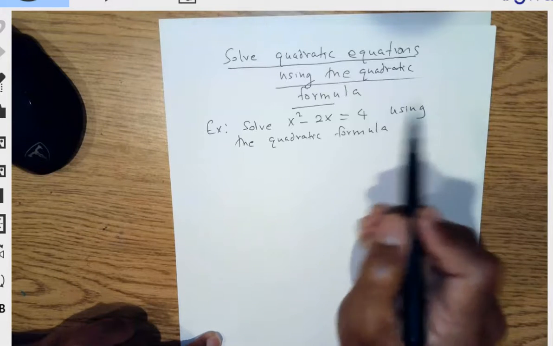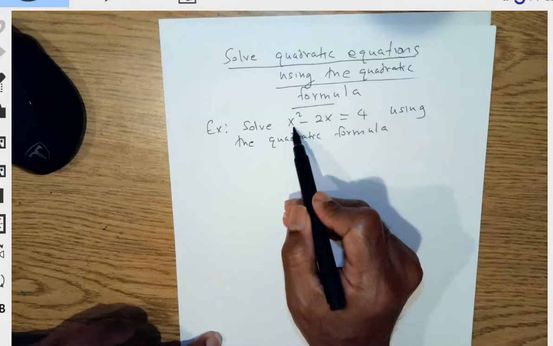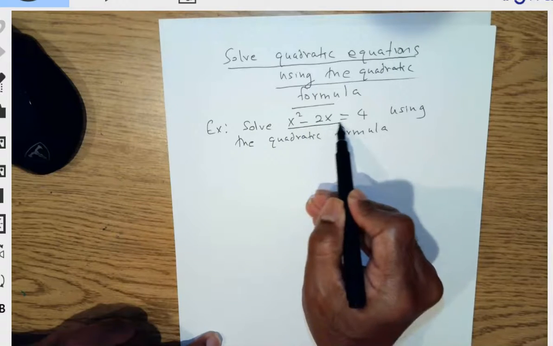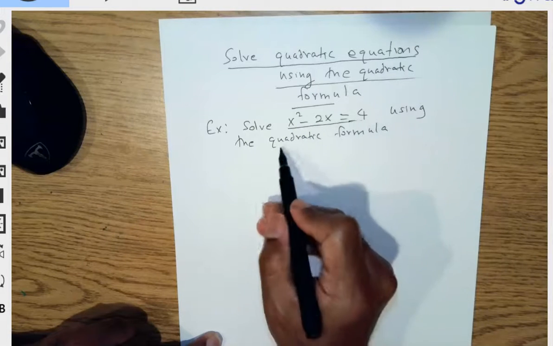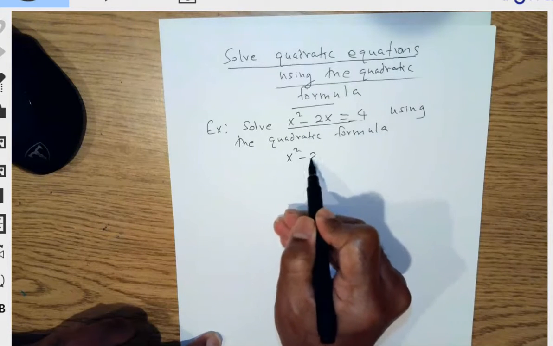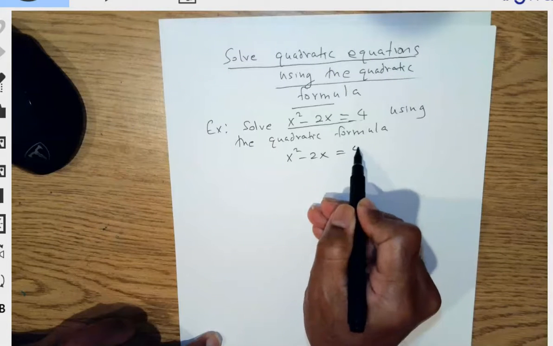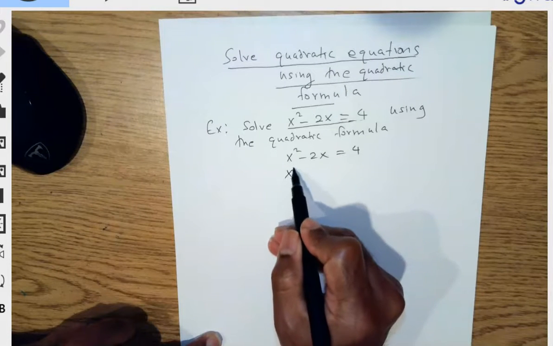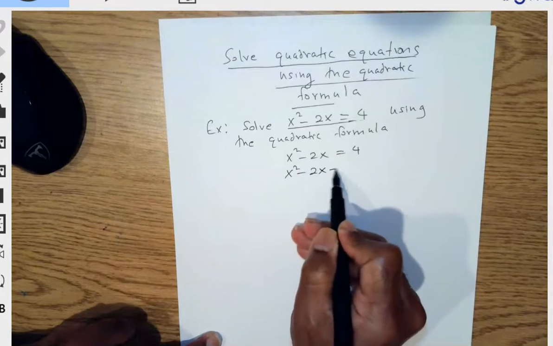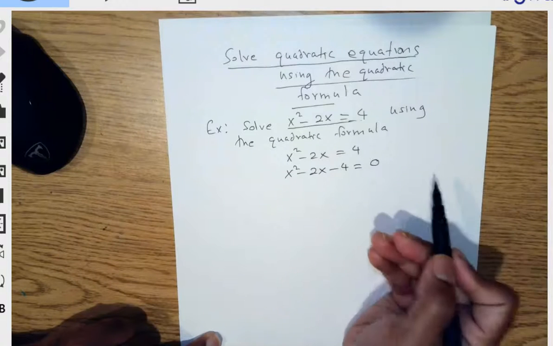And so let's look at this example. We want to solve this using the quadratic formula. So the very first thing that you do, just as you do in factoring, right? You want to make sure that everything is on the left hand side and only zeros on the right hand side.